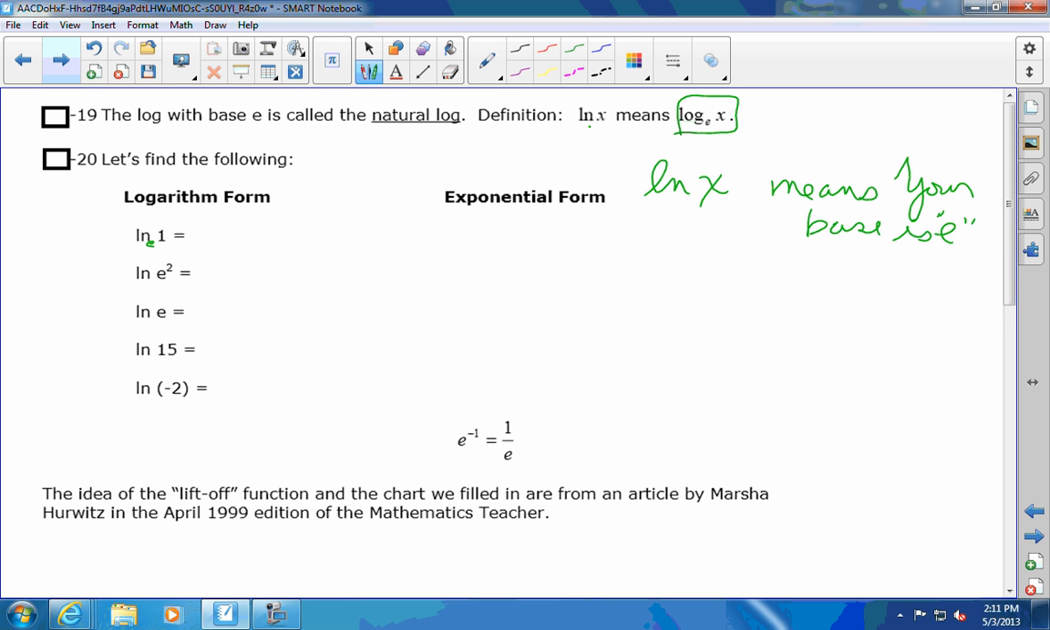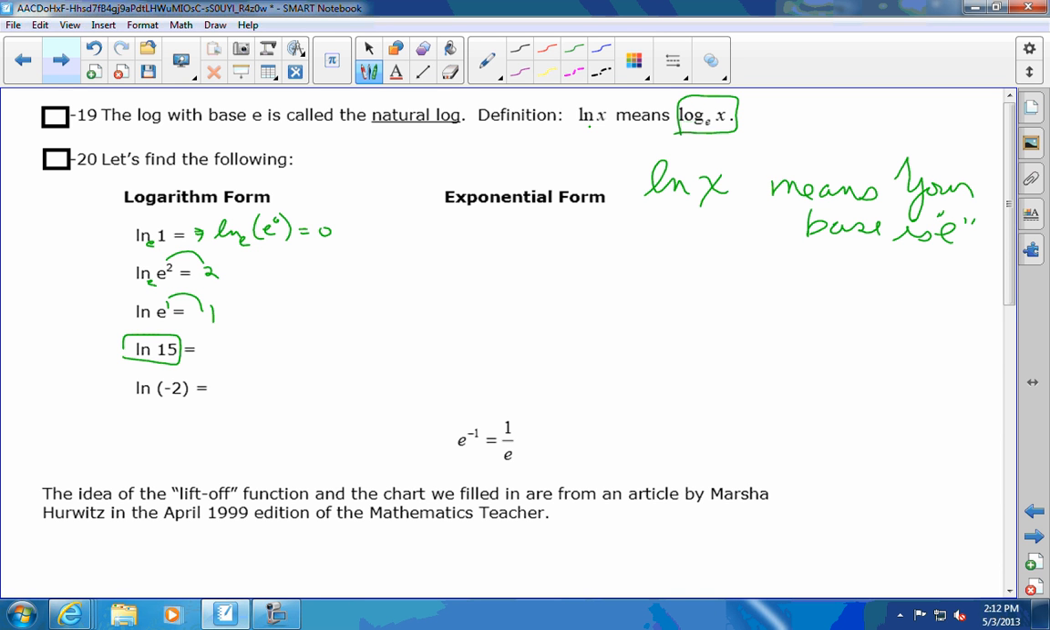So log base e of 1, you have to write 1 as e to some power, and the only power that gives you 1 is 0, so your answer here is 0. Look, this one's already done for you. You've got a base here of e, and you've already got that in exponential form. You just lift off your power 2. You lift off your power 1.